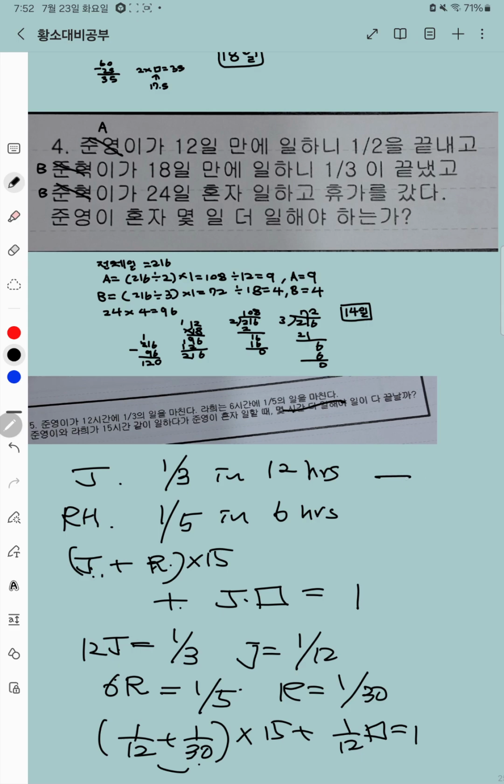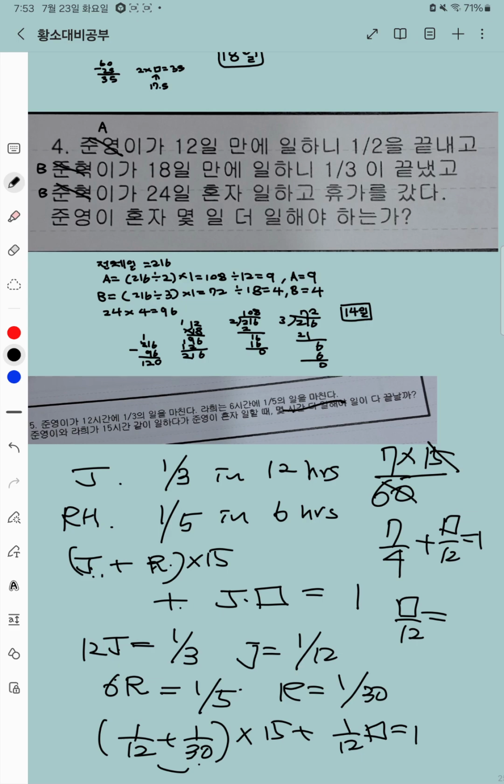What is the common factor? The least common multiple is 60. This is 5 and 2 to 7 times 15. Cancel it. 7/4. So this one is 20.